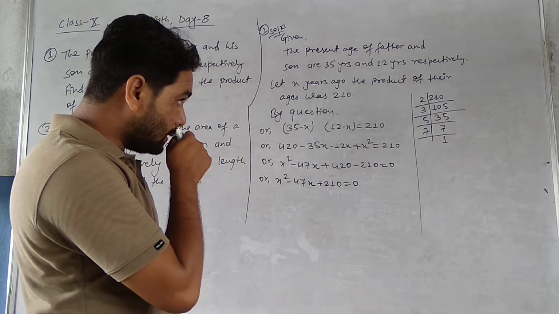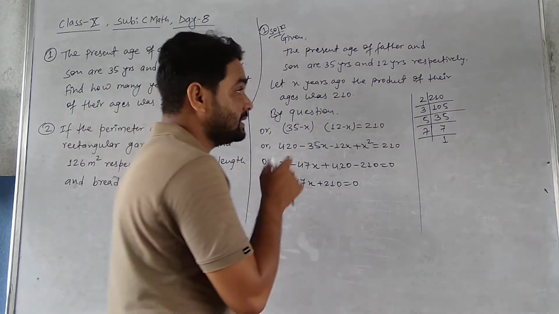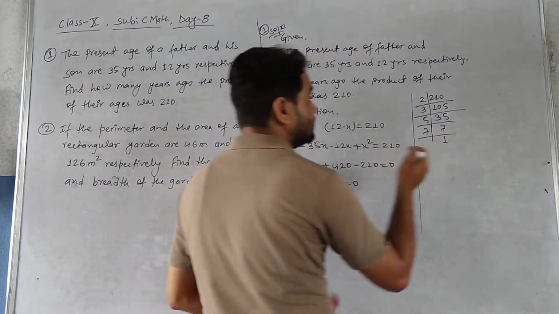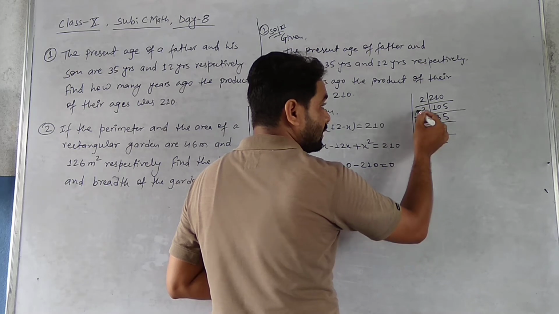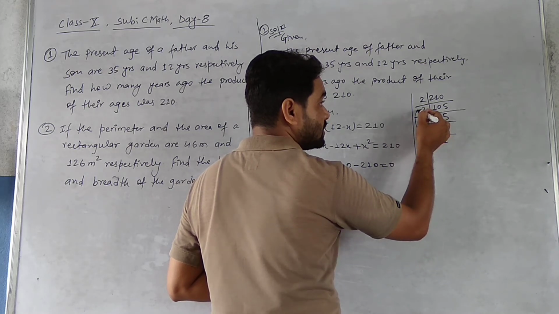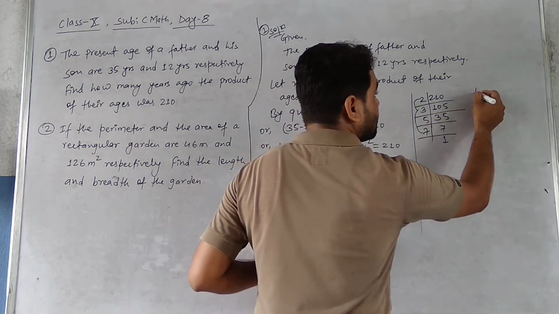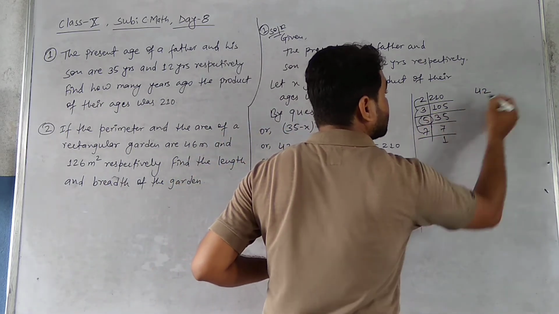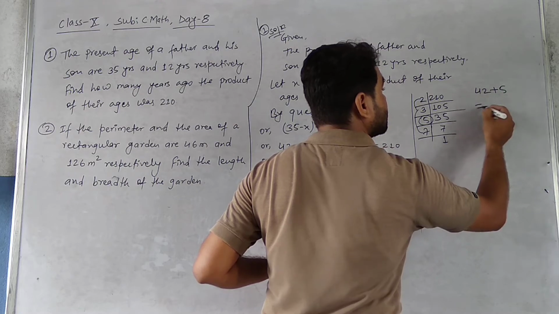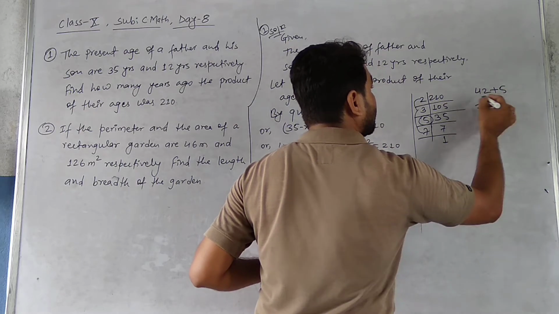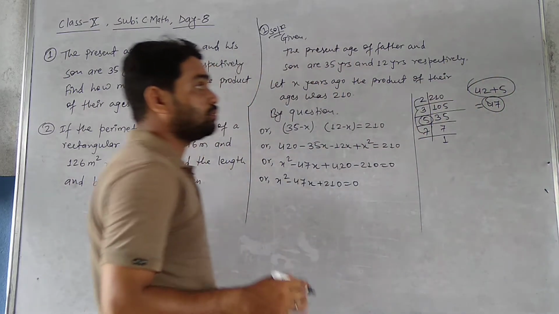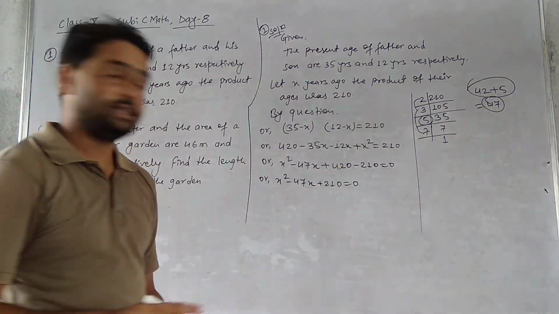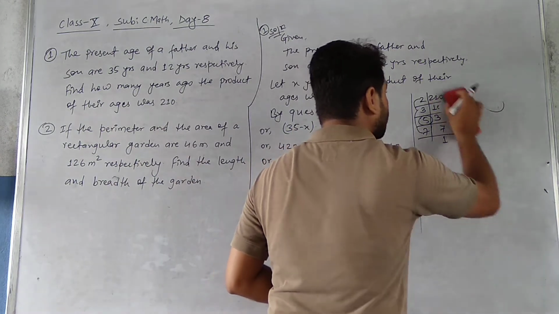35 plus 6, that is not possible. Let's do this: 7 threes are 21, 21 twos are 42. Yes, 42, and along with 5, 42 plus 5 we get 47. So 42 plus 5 is 47, and 42 into 5 we get 210. So that is the easy one, no?